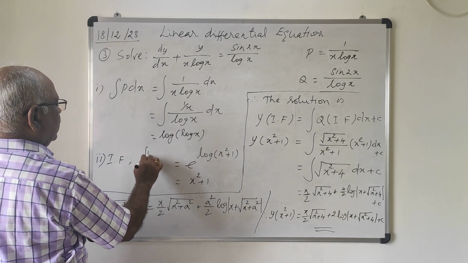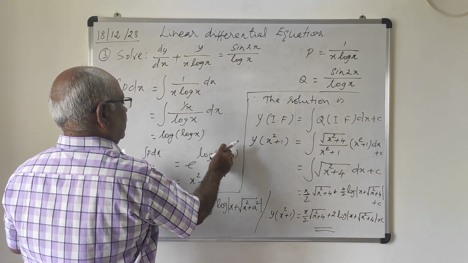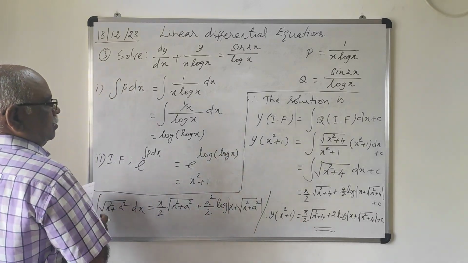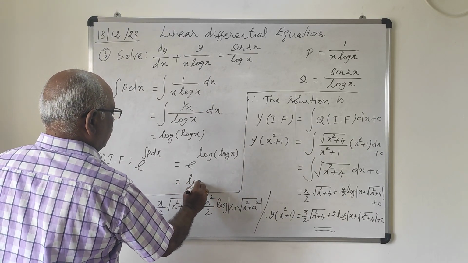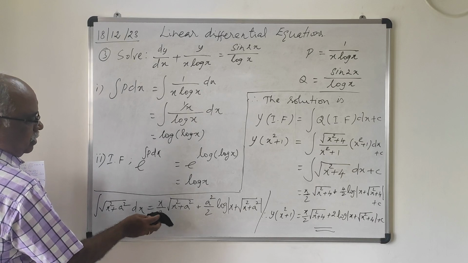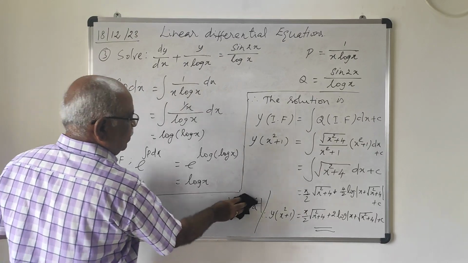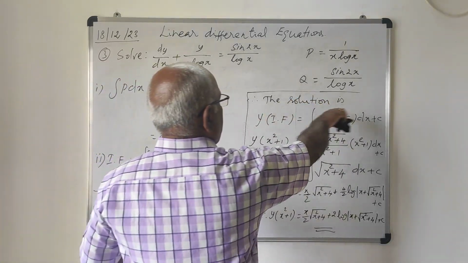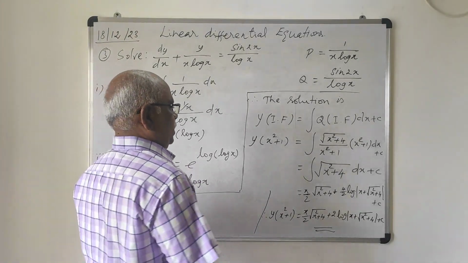Now the integrating factor is e power integral p dx, equal to e power log of log x. Exponential and logarithm are reciprocal functions, so e power log is 1. You get log x as your integrating factor. That's all. The solution for this problem is y into integrating factor equal to integral q into integrating factor dx plus c.